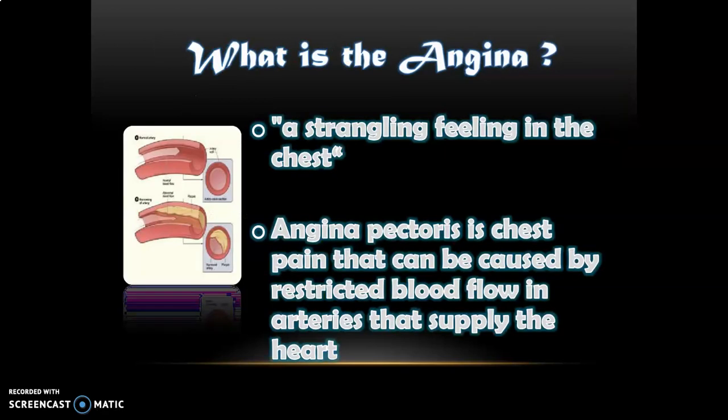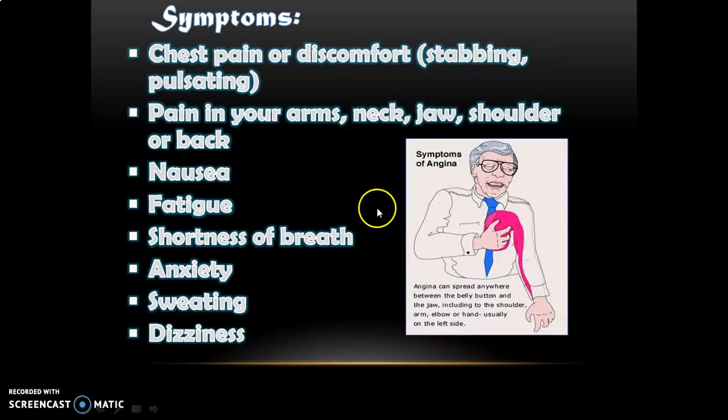So first of all, what is angina? Angina is a strangling feeling in the chest. Angina pectoris is a chest pain that can be caused by restricted blood flow in the arteries that supply blood to the heart. Many a time there may be coronary artery disease which can lead to angina. Blockage developing in these arteries also leads to angina.